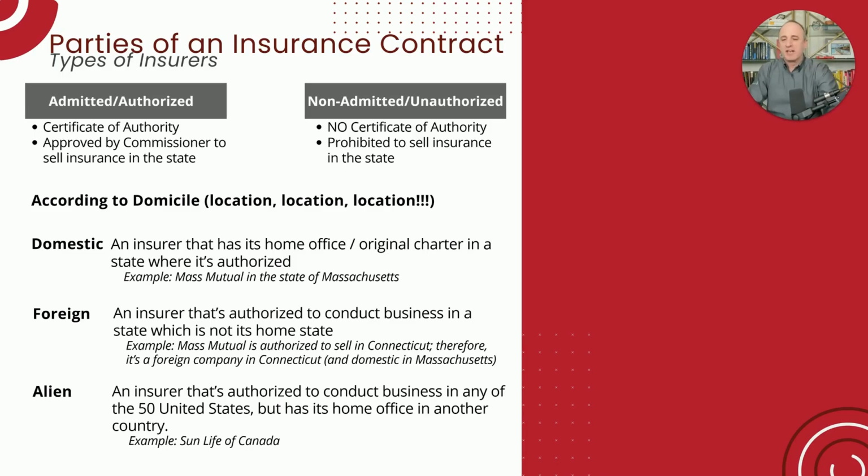The three different types of insurers: you've got domestic, you've got foreign, and you've got alien. Domestic means in the state where it's authorized. So if you're in Massachusetts, Mass Mutual, as an example, would be considered a domestic insurer. A foreign insurer is authorized to conduct business in the state, but it's not its home state. So if Mass Mutual can do business in Utah, for example, they would be considered a foreign insurer in the state of Utah. And then alien is outside of the country altogether, but able to conduct business in the States, though they're domiciled or headquartered in another country. This gives the example of Sun Life of Canada.